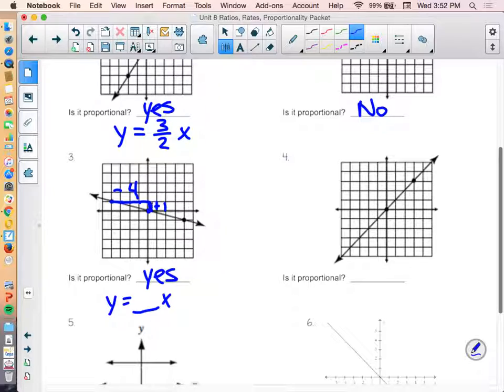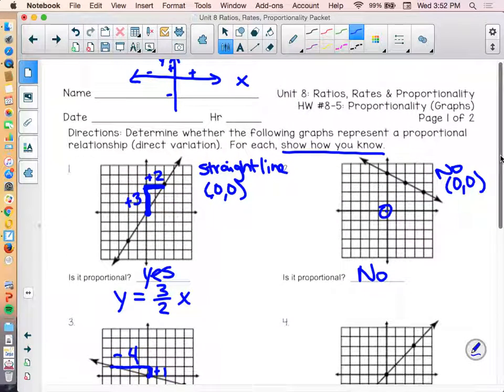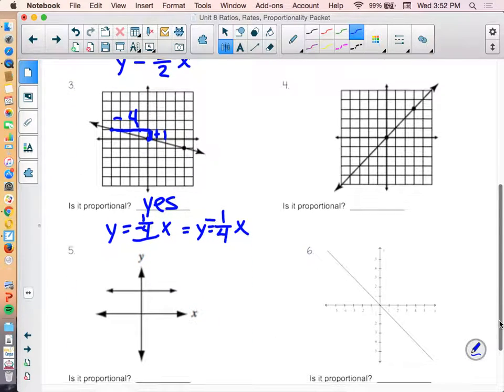And again, I write my y first and then my x. So my slope is 1 over -4, which is just -1/4 x. So my equation, again, is y equals -1/4 x. If you can even find the equation for these, that's bonus. That would be awesome. But at least please try to find the equation for the ones that are proportional. Look at the next page.